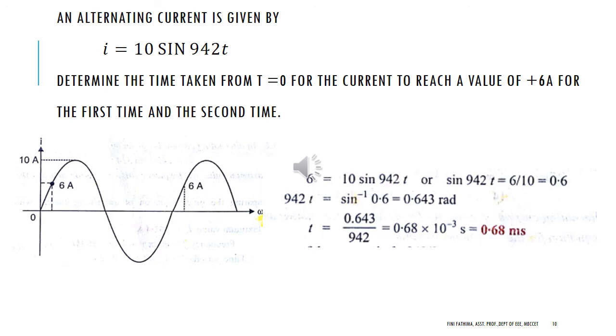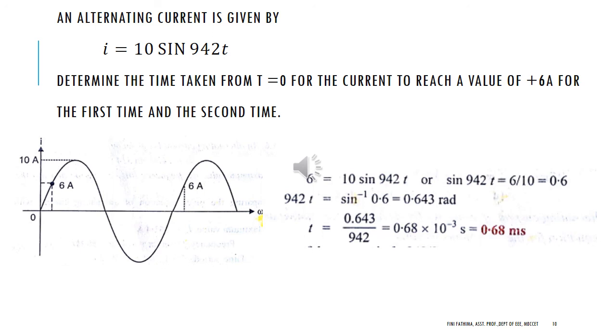Next, we have to find out the time to reach 6 ampere. So we will substitute the instantaneous value 6 ampere in 10 sin 942t. So 6 is equal to 10 sin 942t, or 0.6 is equal to sin 942t, or we can say 942t is equal to sin inverse 0.6. We will get some angle in radian. So t is equal to that angle in radian divided by 942. You will get some milliseconds, that is 0.68 millisecond. That is the first time to reach 6 ampere.